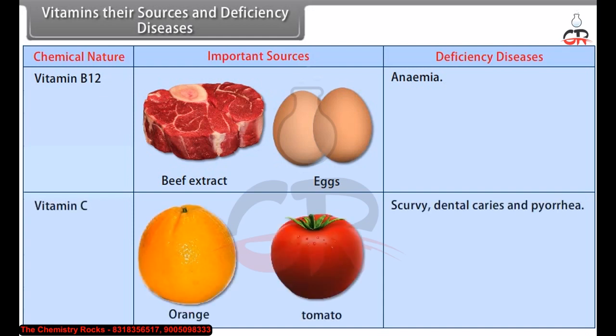Vitamin C is soluble in water. It is destroyed by cooking and exposure to air. It maintains healthy skin and helps in development of body resistance against diseases.